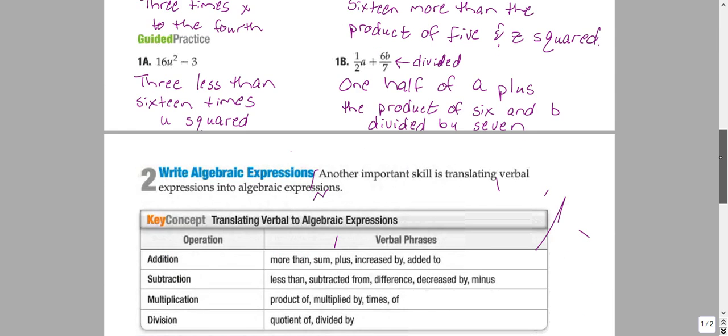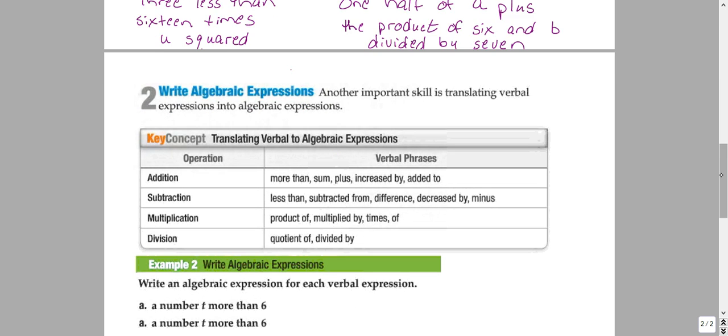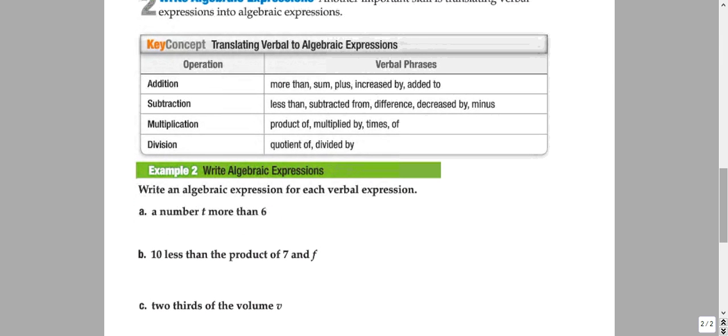All right, looking at 2, I think my pen's going a little crazy here. Let me erase. Now we're going to do the opposite. We're going to get algebraic expressions, so we are going to get words, and we have to translate them into symbols. This table is great because it gives us many clue words that we can use to understand, are we adding, are we subtracting, multiplying, or dividing.